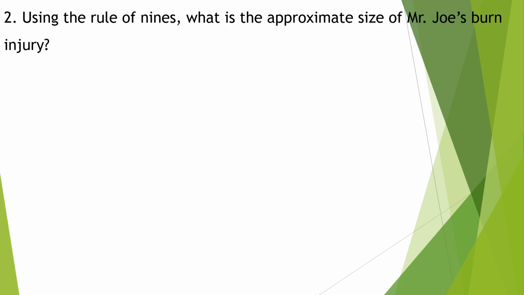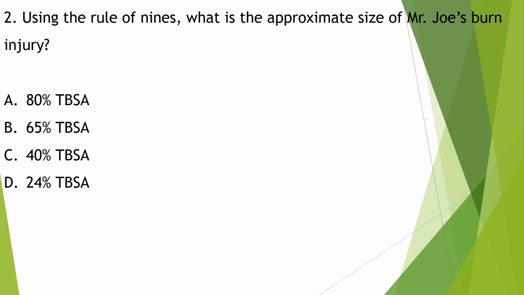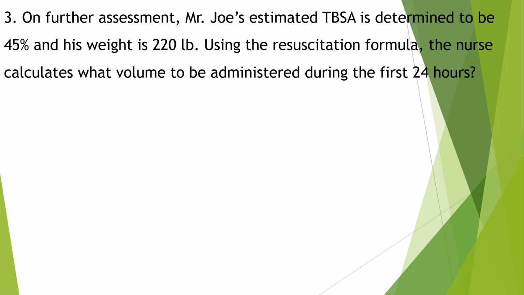Using the rule of 9, what is the approximate size of Mr. Joe's burn injury? 80% total body surface area, 65% TBSA, 40% TBSA, 24% TBSA. Using the rule of 9, Mr. Joe has 40% of total body surface area because the trunk is 18%, the extremities are 18% and the face is approximately 4%. On further assessment, Mr. Joe's estimated TBSA is determined to be 45% and his weight is 220 pounds.